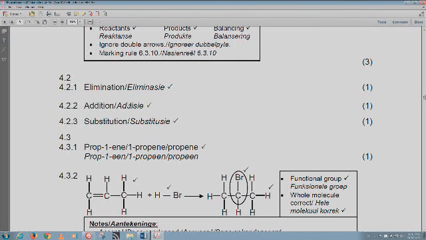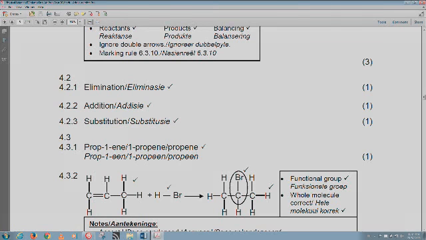Now there's a question there when the learner in 4.2.1, instead of saying elimination as expected, as seen in our memo, says dehydrogenation. In actual fact, that elimination reaction there is dehydrogenation. So let us give that learner that mark. So the elimination reaction is actually the dehydrogenation reaction.